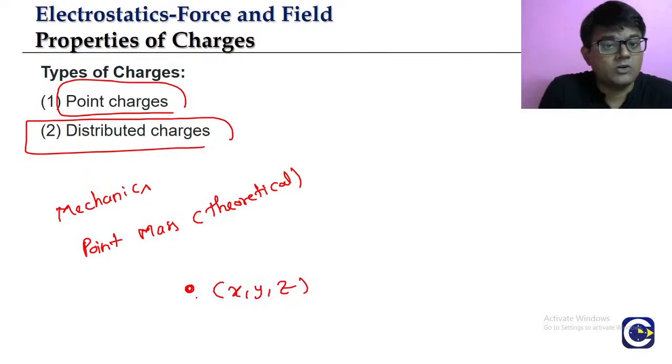But actually, is it like that? No, right? The mass cannot be at a single point, and a mass will occupy some volume. Matter occupies some volume, right? But theoretically we will use the concept of point mass in mechanics. And similarly here, we will use the concept of the point charge.